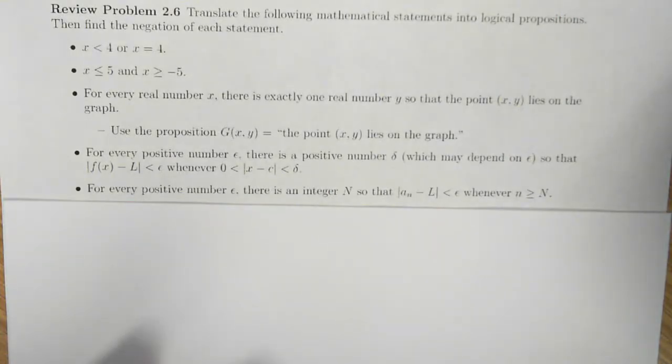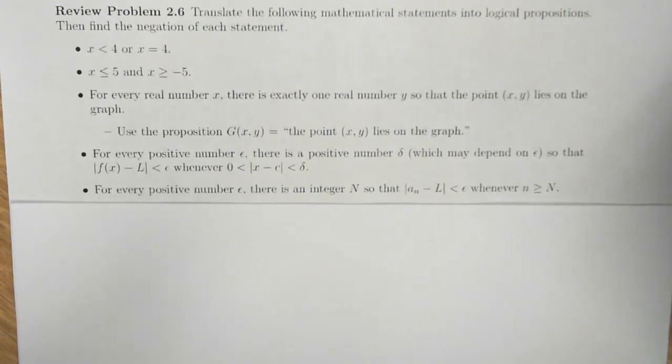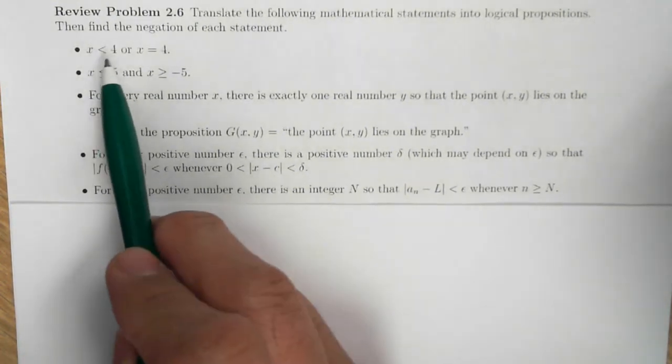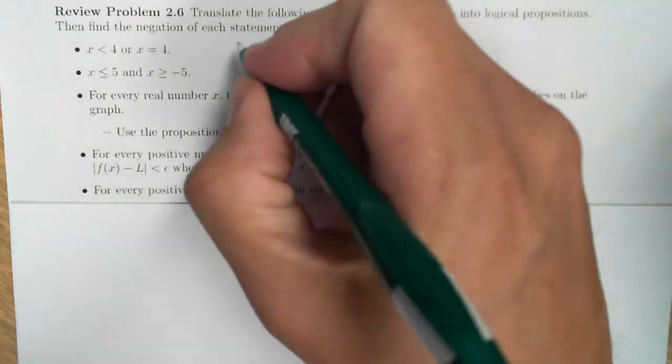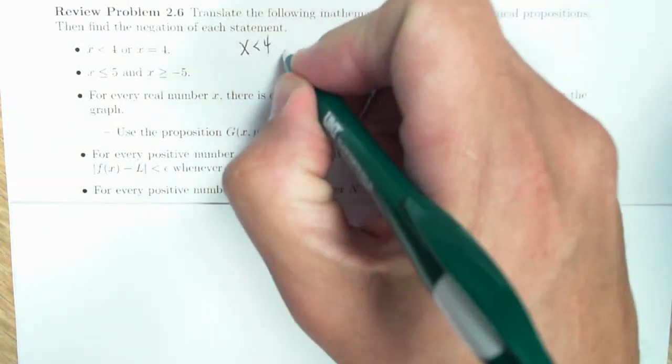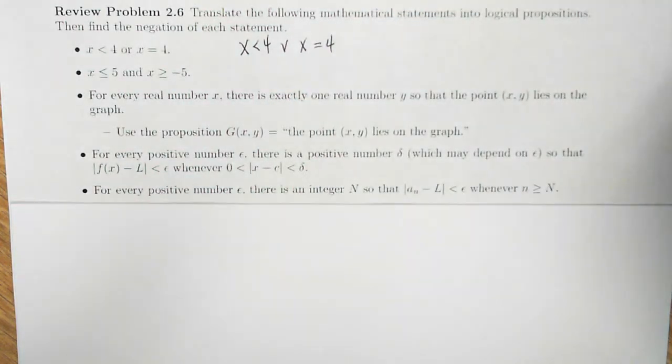All right, let's take a look at this review problem where we're going to translate these statements into logical propositions and then find the negation. First, x is less than 4 or x is equal to 4. Clearly, that's going to be x is less than 4 or x is equal to 4. So that's the original statement.